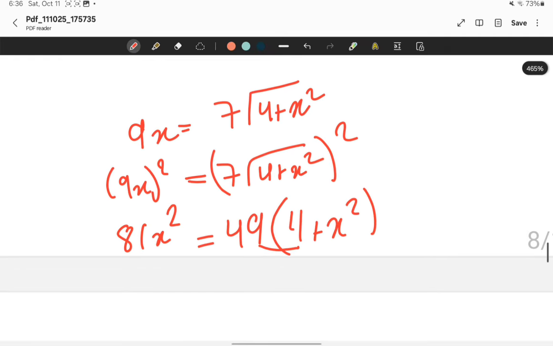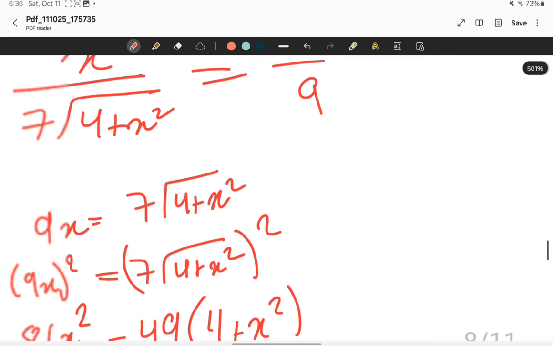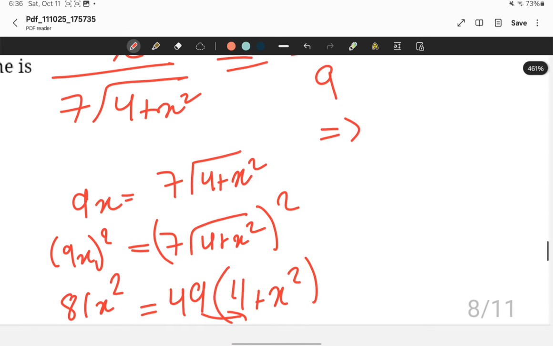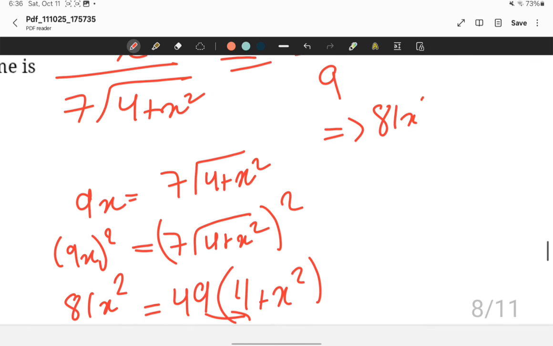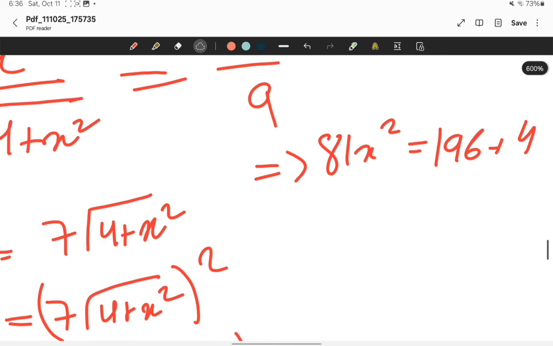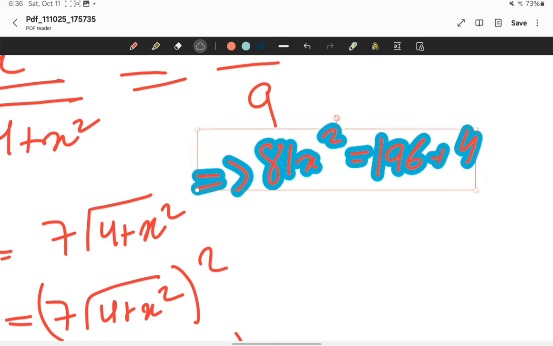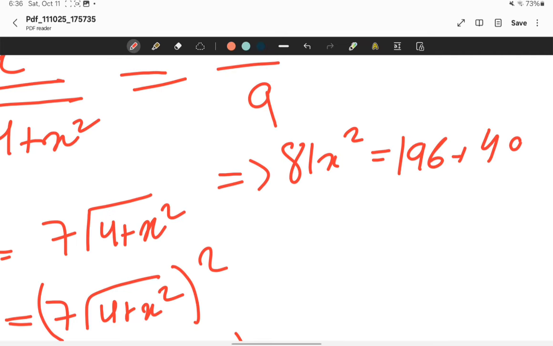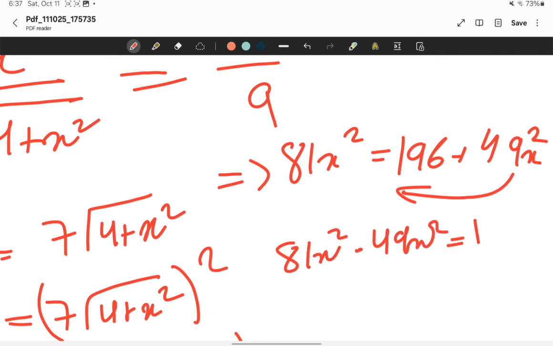And you distribute this 49. So I'll do it here. You get 81x squared equals 196 plus 49x squared. Now move this over here, so it's 81x squared minus 49x squared equals 196.